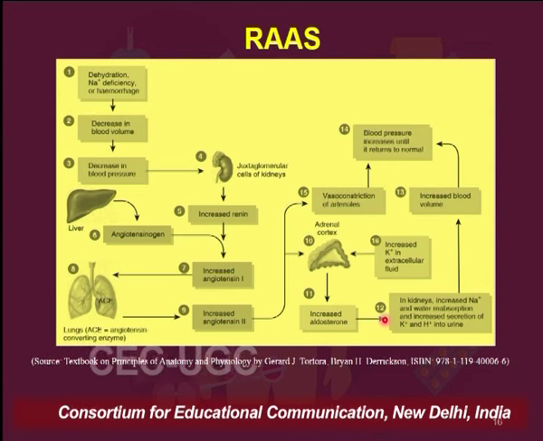Besides the RAS system, the potassium ions also regulate the secretion of aldosterone, as you can see here. So, potassium ions will also help in stimulating the cortical cells to produce aldosterone.